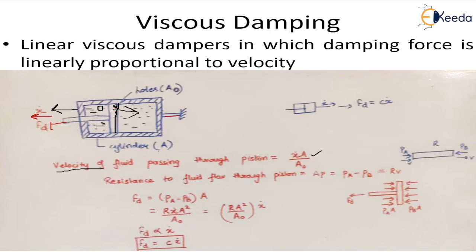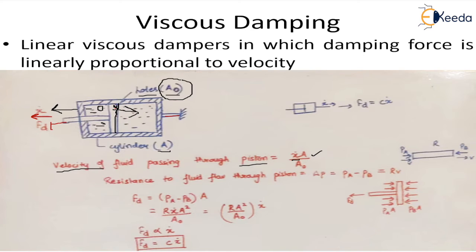Let's assume that the area of the cylinder is A, and since a number of holes are drilled in this piston, let's assume the combined area of the holes is A naught. So the velocity of the fluid will be x dot times A upon A naught, where x dot is the velocity with which the system is moving. It gives us the velocity of the fluid which is passing through the holes in the piston.